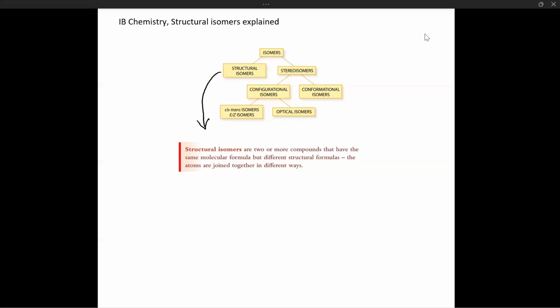Now, there are many different types of isomers, as you can probably see from this graph over here. If you're wondering where I've got this graph or diagram, I've got it from the Cambridge IB chemistry textbook, and you can find an ePDF version of that textbook on my Google Drive. If you're interested, just let me know and I'll give you a link to that drive and you can use it.